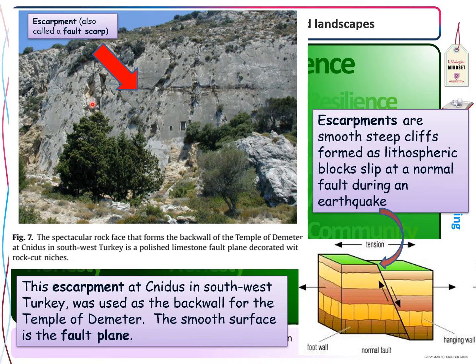That smooth surface there is actually the fault plane, which you can see, and it's quite an old feature now, so it's been slowly eroded and weathered, mostly weathered actually here, so it's got some cracks and joints which have been eaten away by weathering. And this escarpment is at a place called Cnidus in Turkey, used as the back wall for the temple of Demeter.